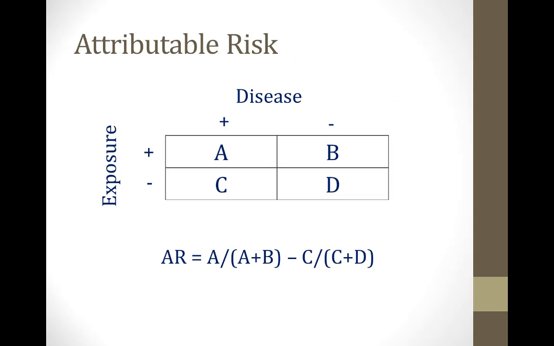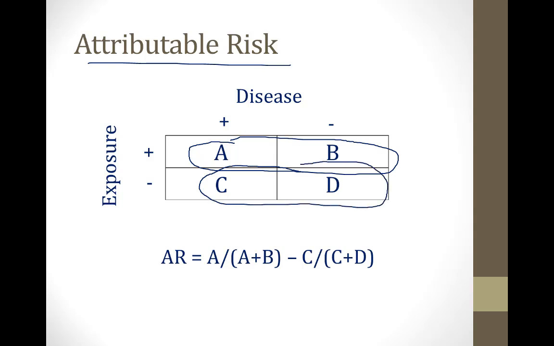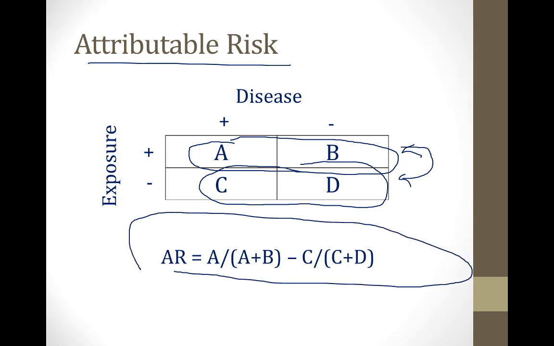And we can calculate the attributable risk from our 2x2 table. So remember, I said that the risk of disease among exposed patients is A over A plus B. It's this top row with A divided by the total. The risk of disease among non-exposed is the bottom row. So that's C over C plus D. When we take the ratio of these two rows, we get the risk ratio. But if we subtract one from another, we get the attributable risk. So it's just the difference in risk between exposed and unexposed patients.